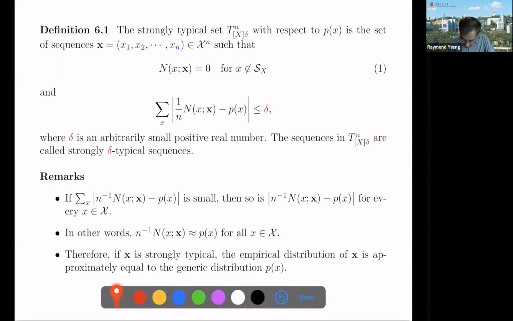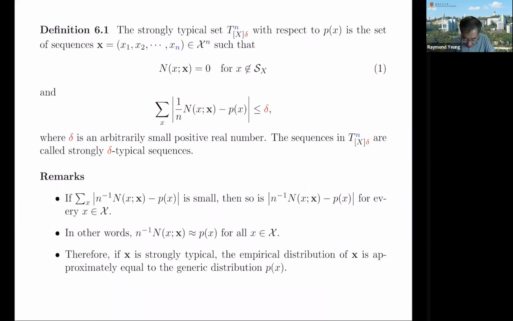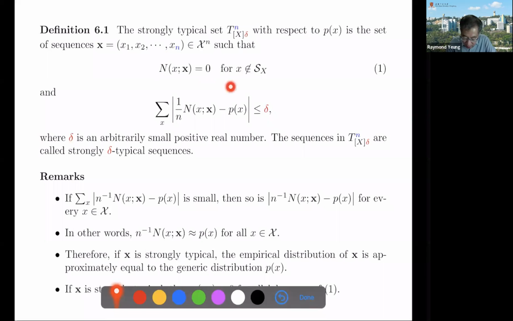The third point is something I already explained. If X is strongly typical, then the empirical distribution is approximately equal to the generic distribution of the random process. In particular, if X is strongly typical, then the probability of each symbol in the sequence must be strictly positive because of this requirement here. This requirement says that if a symbol is not in the support, then the number of occurrences must be equal to 0. So if it occurs, then the probability must be in the support.